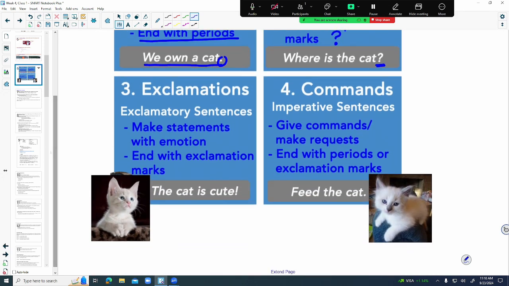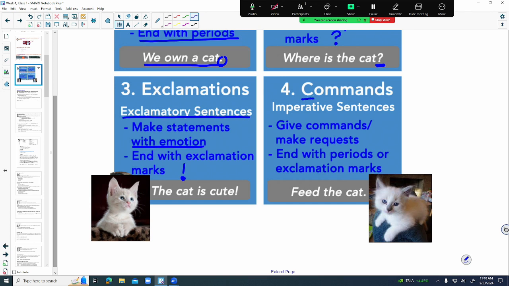Number 3, exclamations. Exclamations are called exclamatory sentences. These make statements, but they show strong emotion. Of course, they end with an exclamation mark to show that there's a lot of emotion in there. So, for example, the cat is cute. Okay, the cat is cute. So you're putting a lot of emotion in there. Oh, the cat is cute! You say it with a lot of feeling.